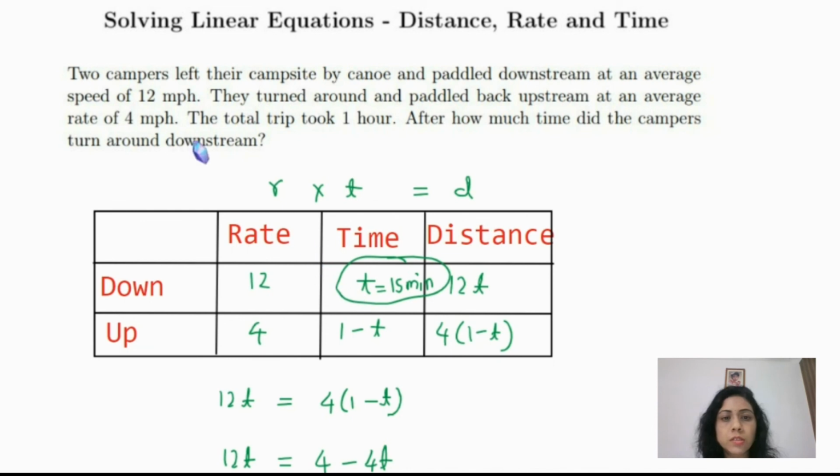Very easy questions. Just fill in the given information in the table and make an equation according to the question, and that's it. Here you need good knowledge of how to solve linear equations. So very easy questions. Stay with me, I will make a few more videos.